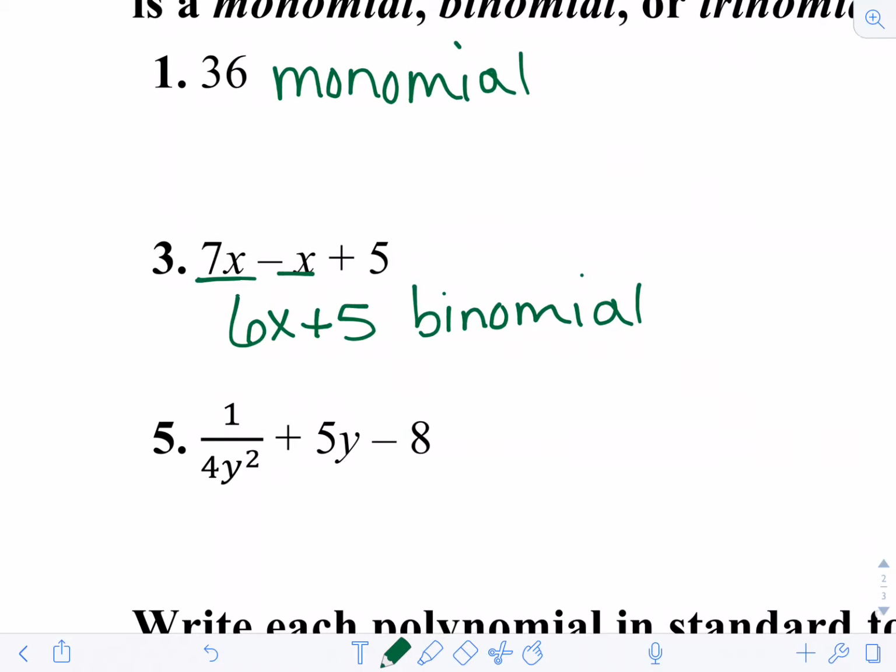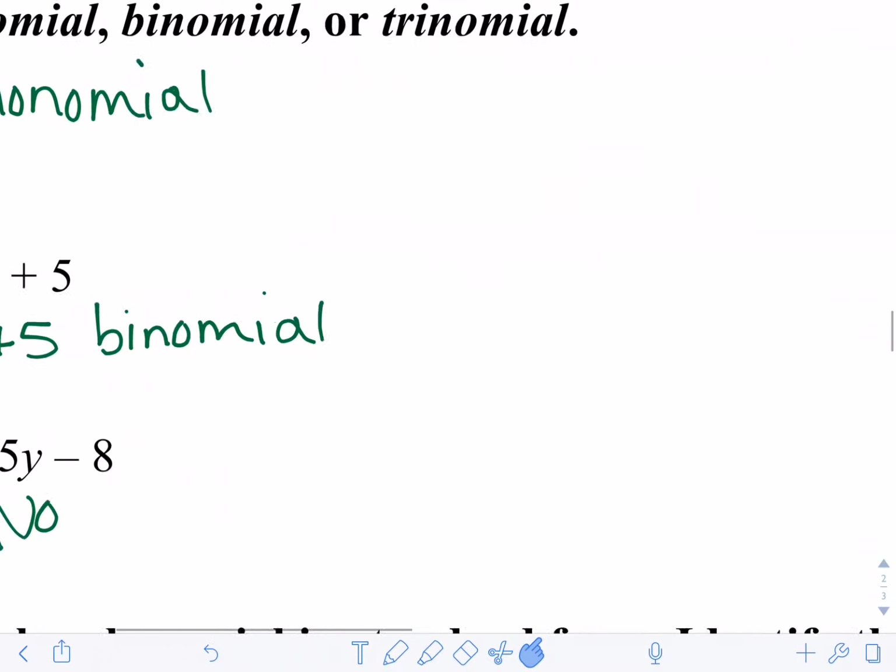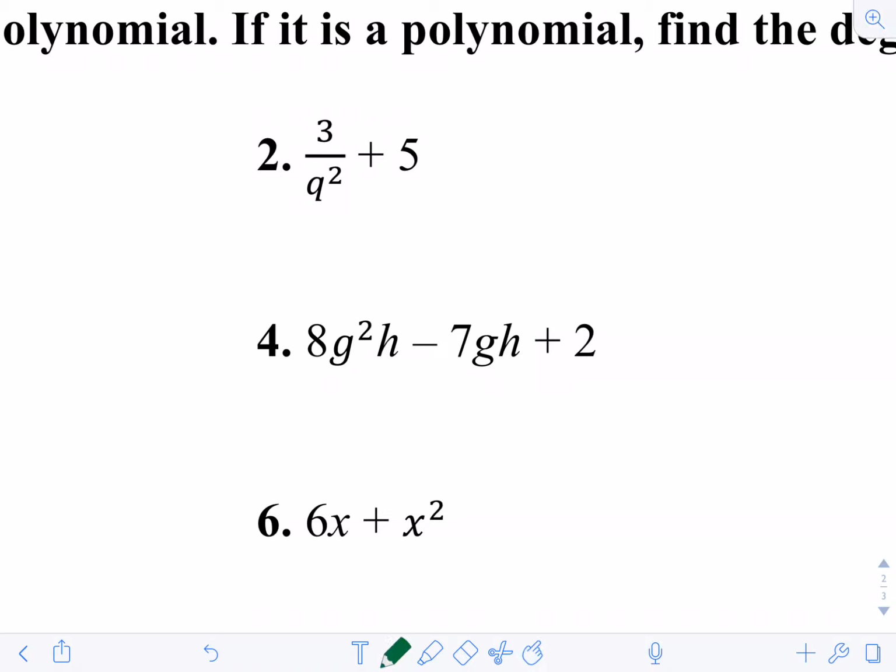Number 5, you cannot do number 5 because of this fraction. You have a term in the bottom, on the denominator, so this one is no. It is not a polynomial. Okay, number 2, again, you have your q squared in the denominator, so again, this is no. This is not a polynomial.